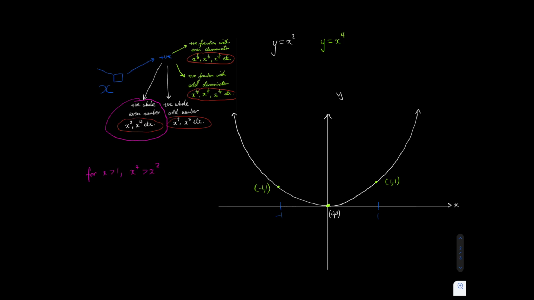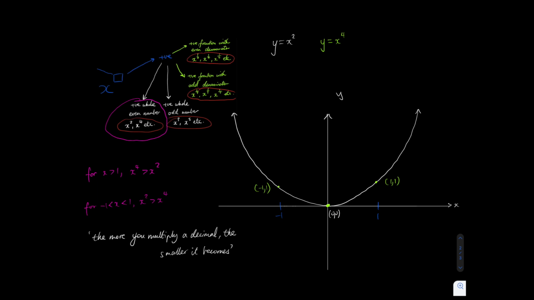So essentially, for x greater than 1 and for x less than negative 1, x to the power of 4 would be greater than x to the power of 2. That makes sense because you have a number like 3 or 4, and the more you multiply it by itself, the bigger it becomes. And the negatives just cancel out with x to the power of 4 or x to the power of 2, even if you start with a negative x value.